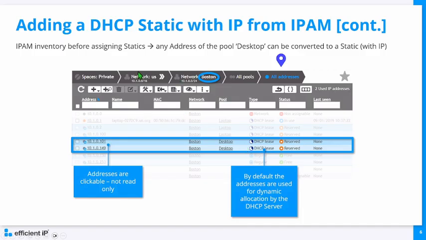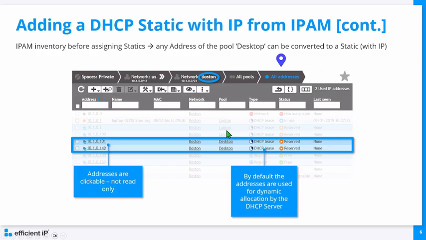So here is to show you how you can assign static with IP. As you can see here, this is in IPAM. And you are now in the Boston subnet. And then you are looking at all the IP addresses under Boston. Oh, and you can see you have IP addresses that are under the desktop pool. Fine.